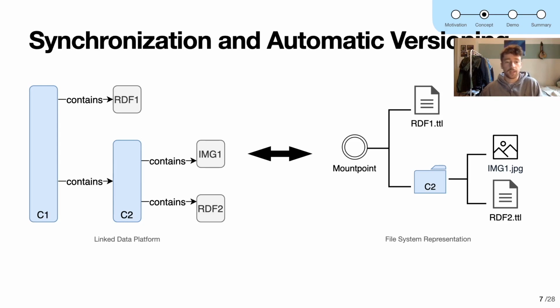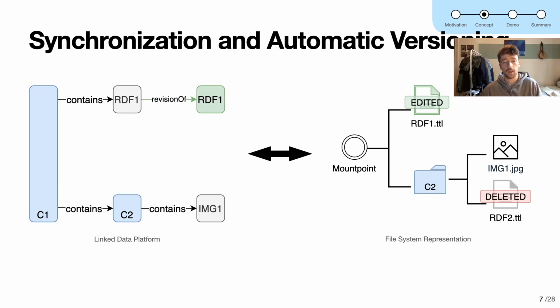factFUSE automatically detects changes to resources in the file system representation and synchronizes them to the server side while automatically applying versioning mechanisms. Let's say we want to edit our RDF1 resource and delete our RDF2 resource in the file system. These file system calls are translated into according HTTP calls and applied to the linked data platform. Each change to a resource creates a new revision, which results in a linked version history of each resource.